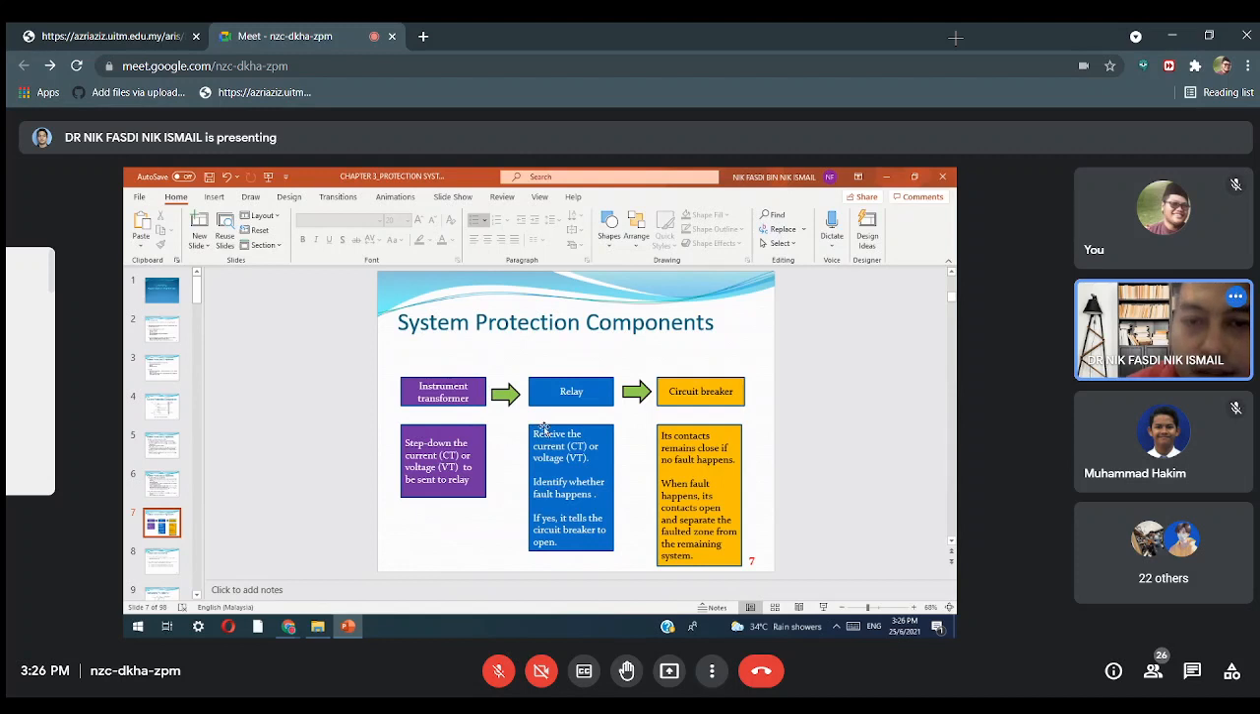Then next it goes to the relay. The relay receives the currents or voltage from the CT and VT, and identifies whether a fault happens. If yes, it tells the circuit breaker to open. So the circuit breaker contact remains closed if no fault happens. When the fault happens, its contact opens and separates the faulted zone from the remaining system. So this is the flow of system protection components. It doesn't matter what kind of relay you use, the concept is the same. Whether you use an overcurrent relay, a directional relay or a differential relay, the concept and the flow are the same.